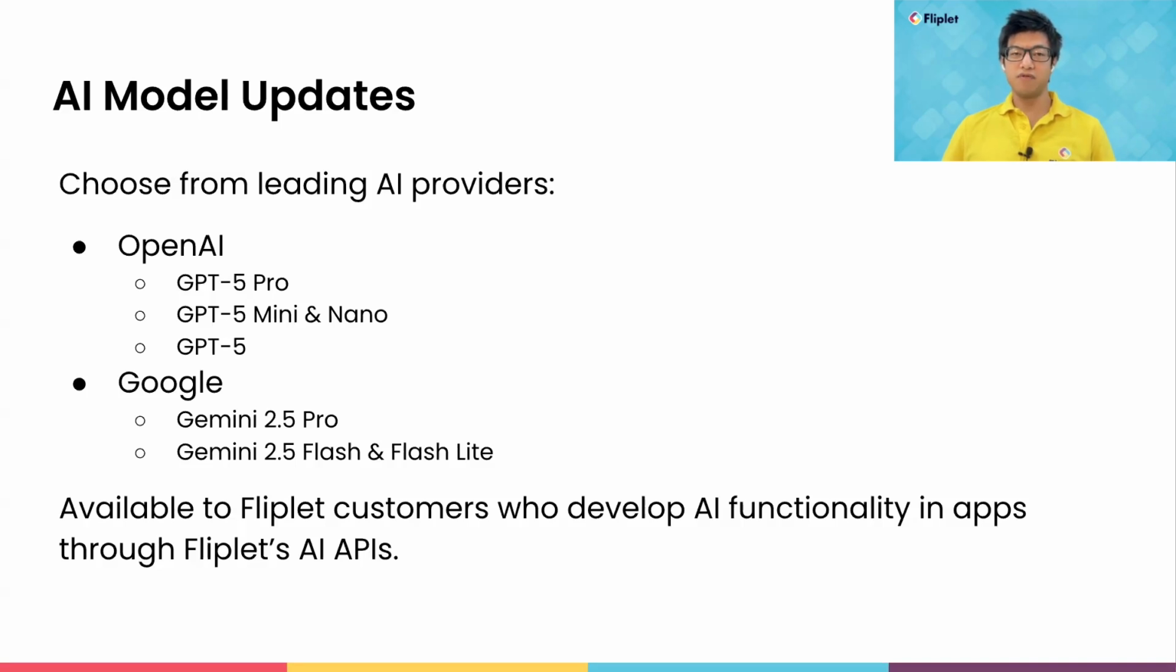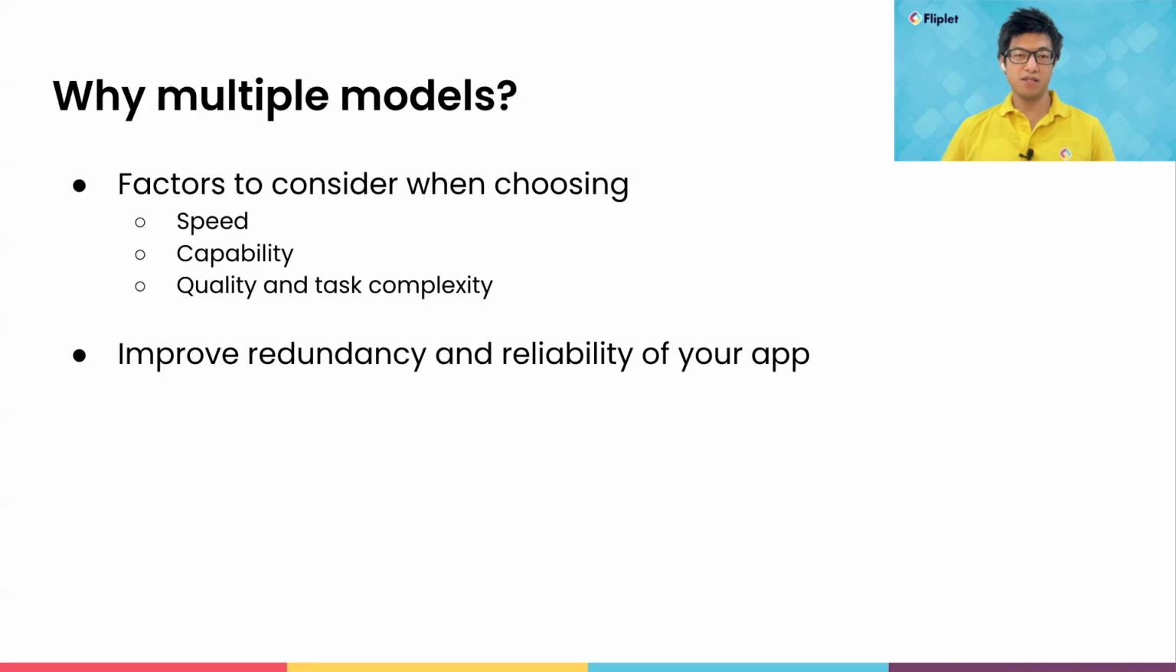And these are really there for you to experiment and figure out what works for you. These features are available to Fliplet customers who develop AI functionality in apps through Fliplet's AI APIs. When you choose them, you'll want to choose them based on the speed of the model, the capability of the model, and sometimes just the slight quality and how the task is complex or not.